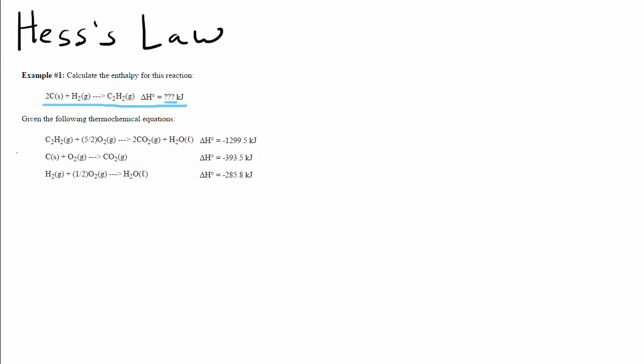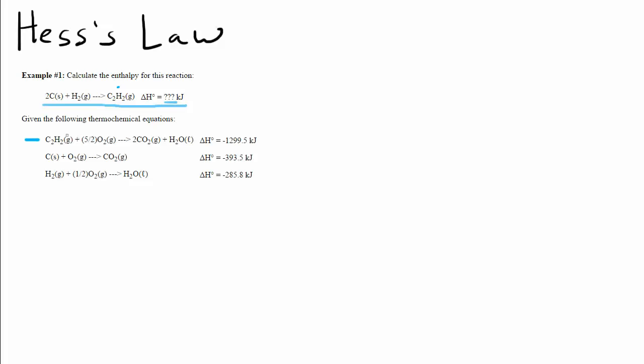So let's look at this very first partial reaction. I'll use the blue. This very first partial reaction that's given to us has C2H2, 5/2 moles of O2, 2 moles of CO2, and 1 mole of H2O. We're going to look at that reaction and see whether any of those things are in our original reaction. I can see that there's C2H2 up here, and then it looks like that's it.